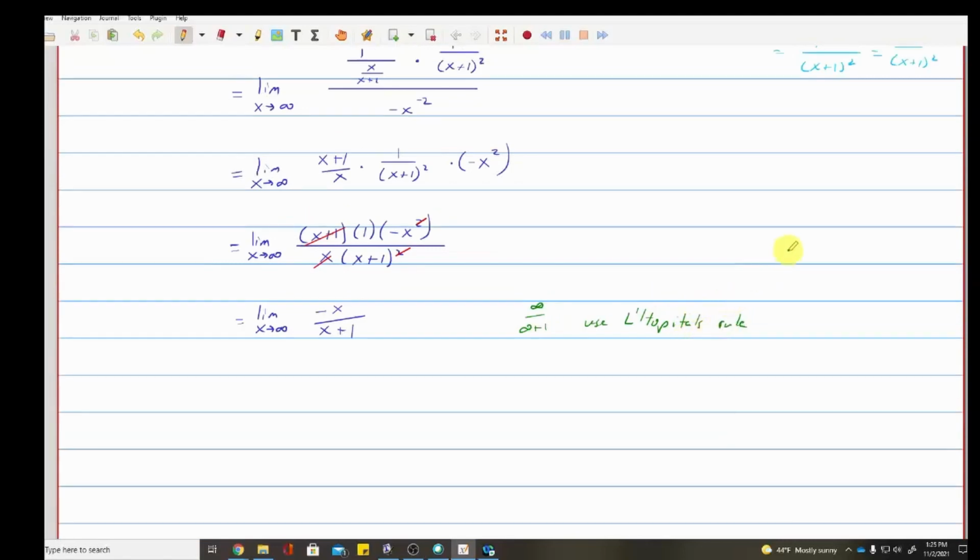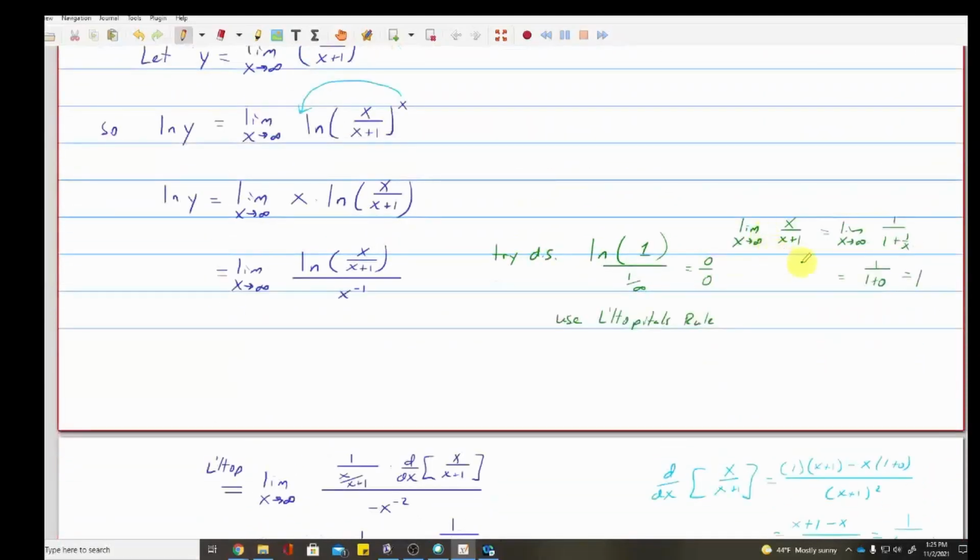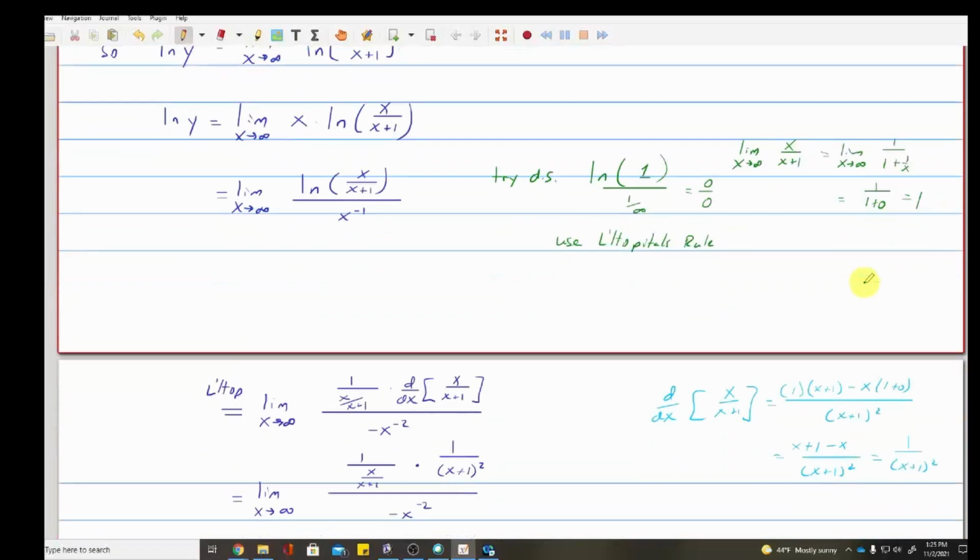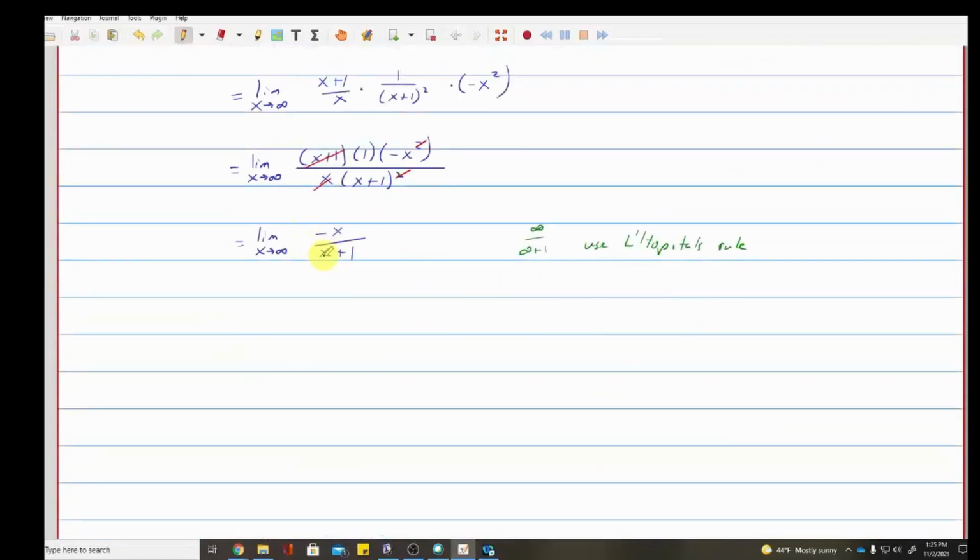Last time, up here, I divided by x. This time, I'll show you, hey, we can use L'Hopital's rule here. So the derivative of negative x is negative 1. The derivative of x plus 1 is 1 plus 0. So I get negative 1 over 1.